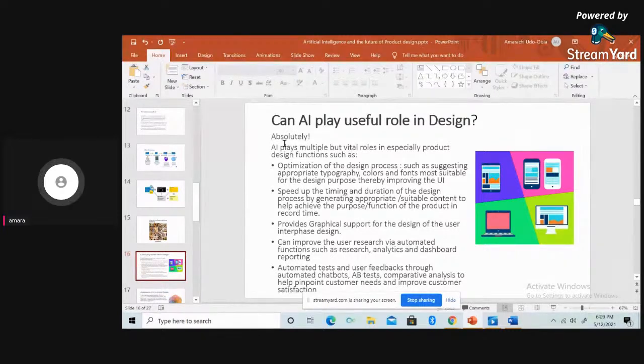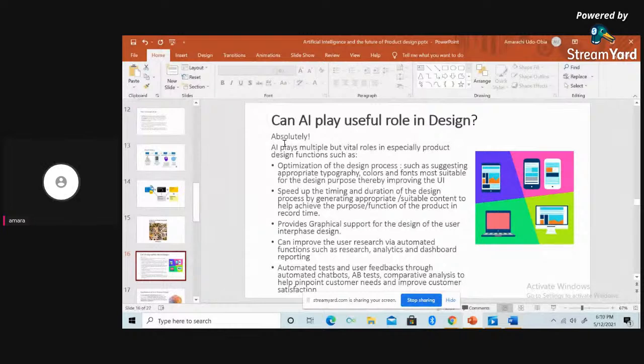Now, can AI play a useful role in design? Absolutely, of course. AI plays multiple but vital roles, especially in product design functions. These roles include optimization of the design process, such as suggesting appropriate type. For instance, there are apps, there are functionalities, that suggest the right typography, colors, and fonts.